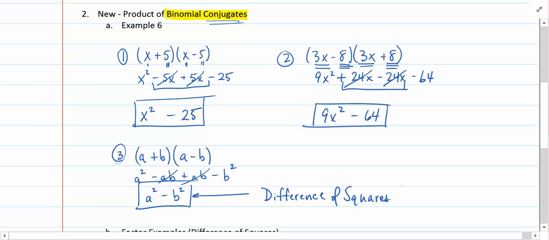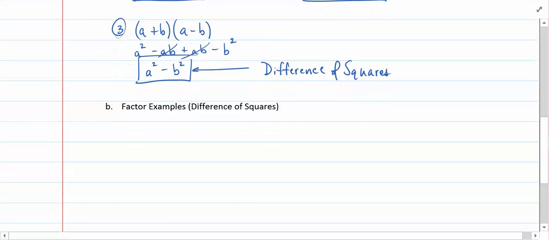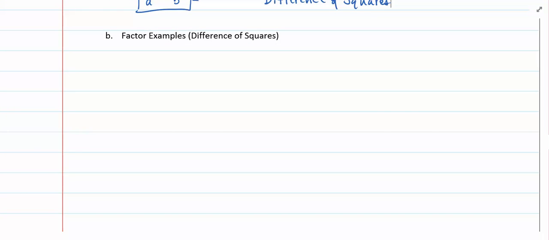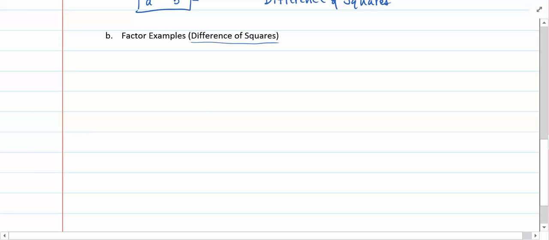Now, if I present to you a difference of two squares, or a difference of squares binomial, then sometimes I may ask you to undo this result. And if we undo a polynomial like this and return it back to its binomial factors, that's called factoring. So in this next section of the video, we're going to complete some examples of factoring. More specifically, factoring a difference of two squares.